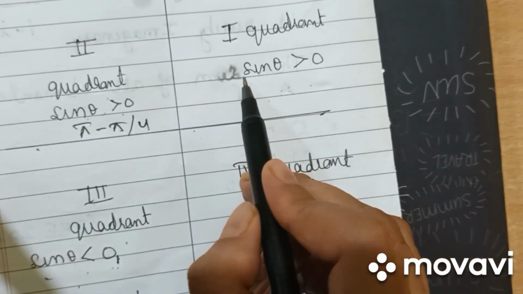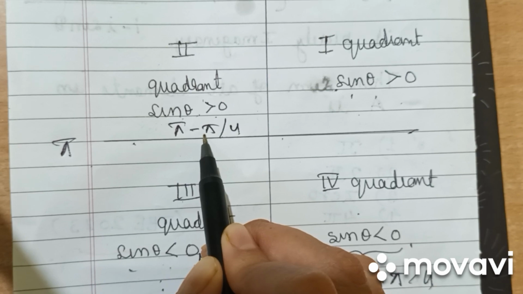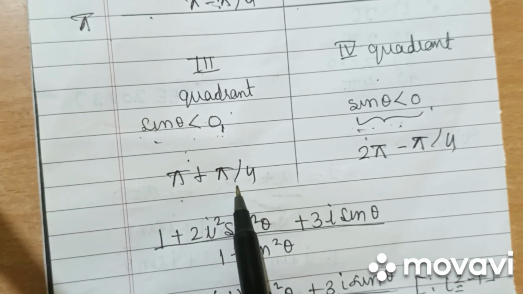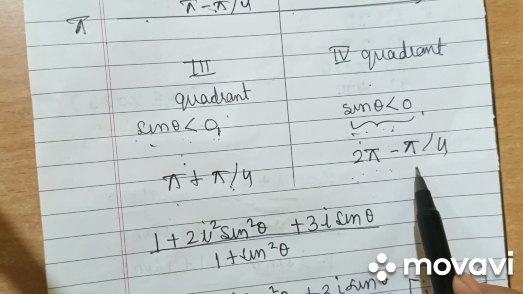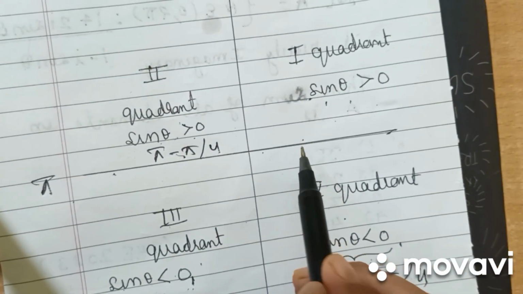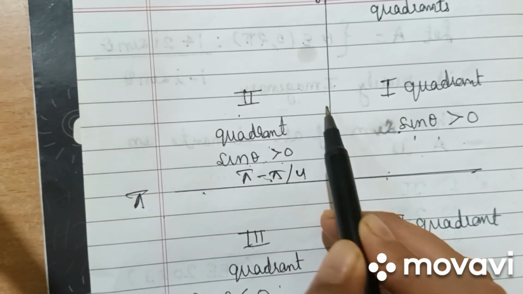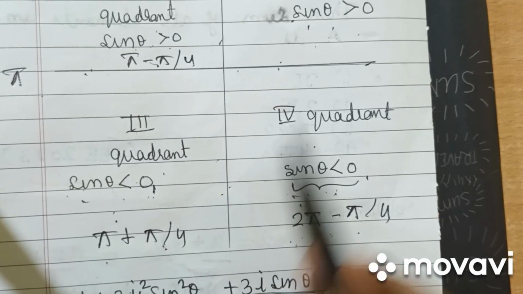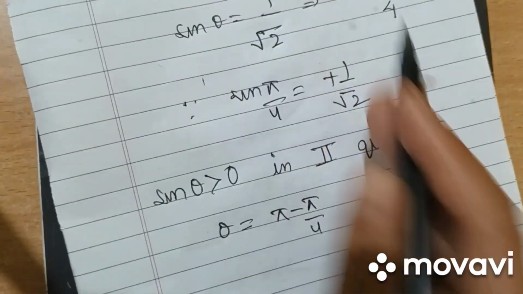So in first quadrant, the value of theta will be pi by 4. In second quadrant, the value of theta will be pi minus pi by 4. In third quadrant, the value of theta will be pi plus pi by 4. And fourth quadrant, the value of theta will be 2 pi minus pi by 4. Because in first quadrant, theta ranges from 0 to pi by 2. In second quadrant, theta ranges from pi by 2 to pi. In third quadrant, theta ranges from pi to 3 pi by 2. And fourth quadrant, theta ranges from 3 pi by 2 to 2 pi. So in various quadrants, the value of theta will be different.